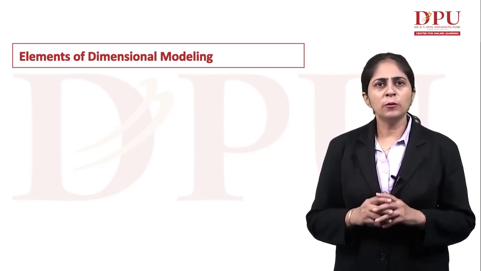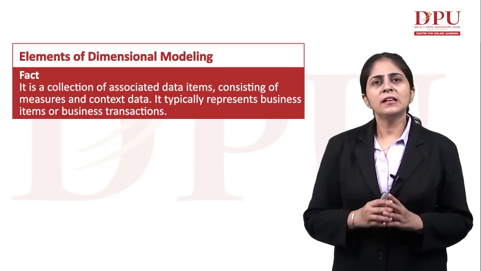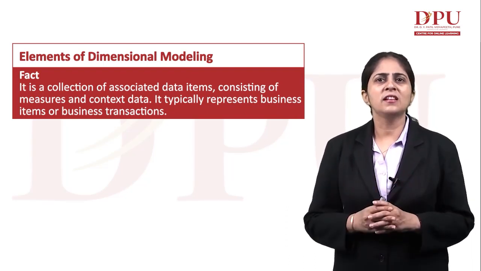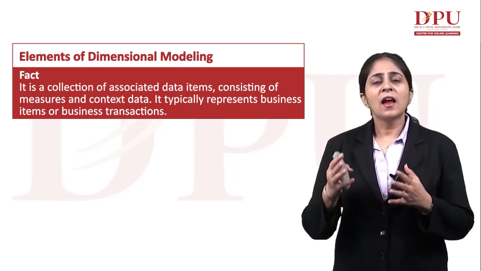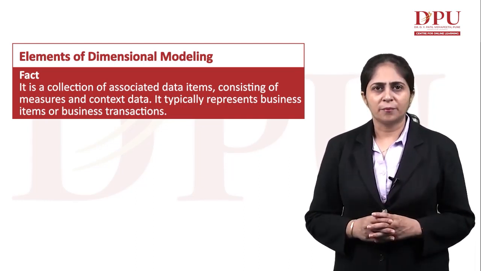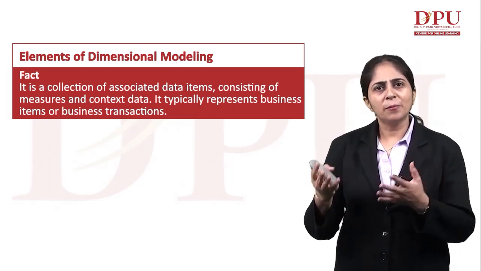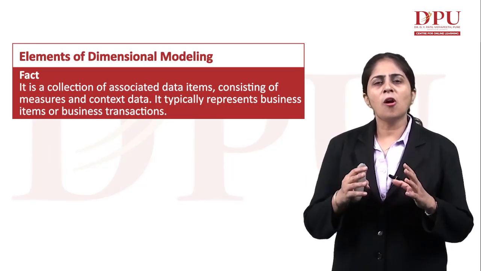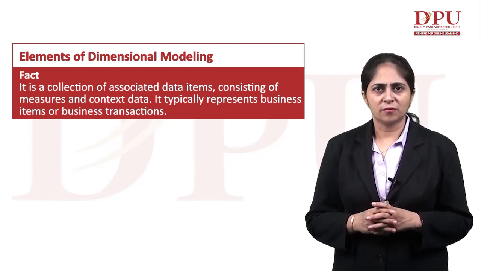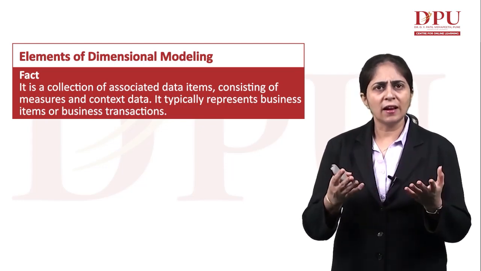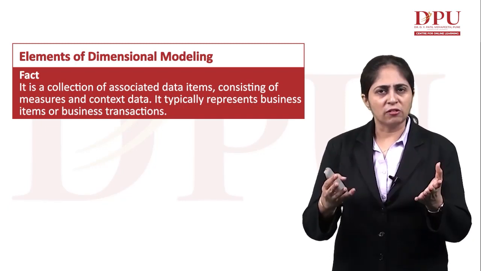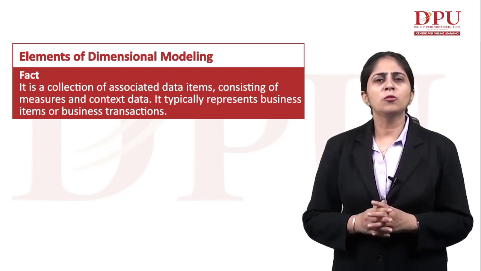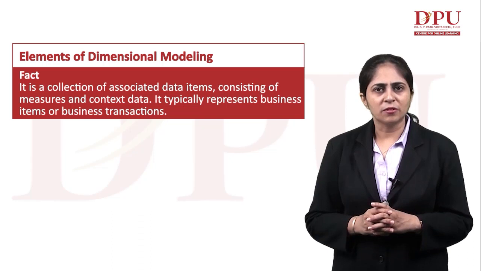Talking about the first one, which is a fact. A fact is a collection of associated data items consisting of measures and context data. It typically represents the business item or the business transaction. So if we understand, for an example, fact means what we are measuring: the collection of all those associated data items.